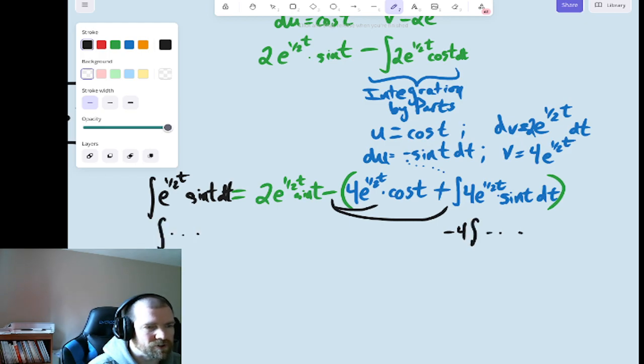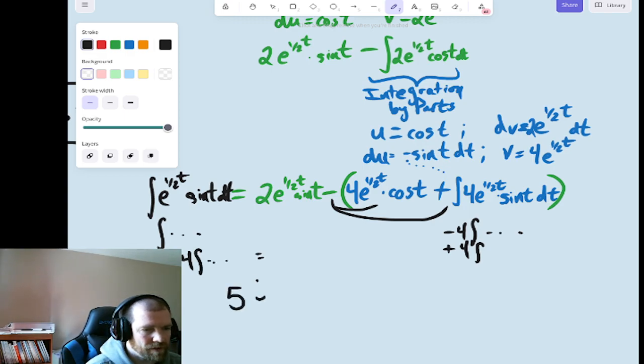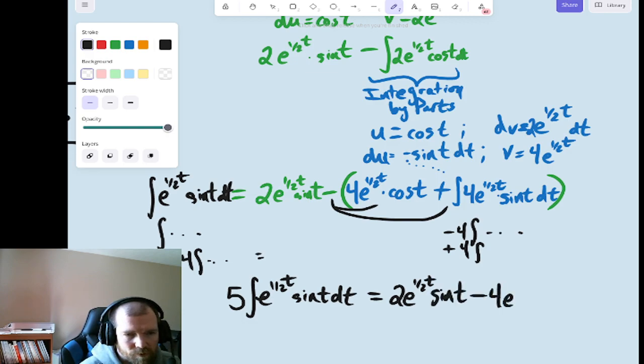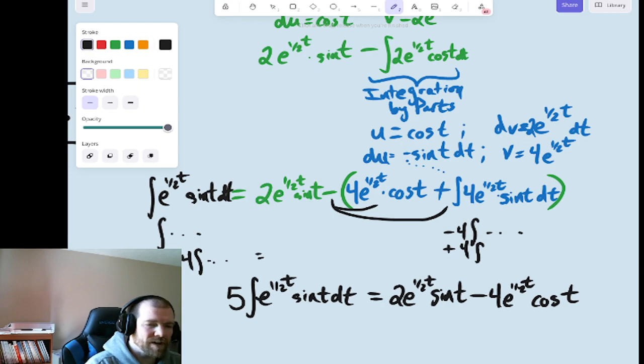And then this is the original integral. So we can add 4 of said integrals to both sides and end up with 5 times the integral of e to the 1/2 t sine of t dt is equal to, and now all the rest of that stuff. It's going to be 2 e to the 1/2 t sine of t minus 4 e to the 1/2 t cosine of t, divided by 5.